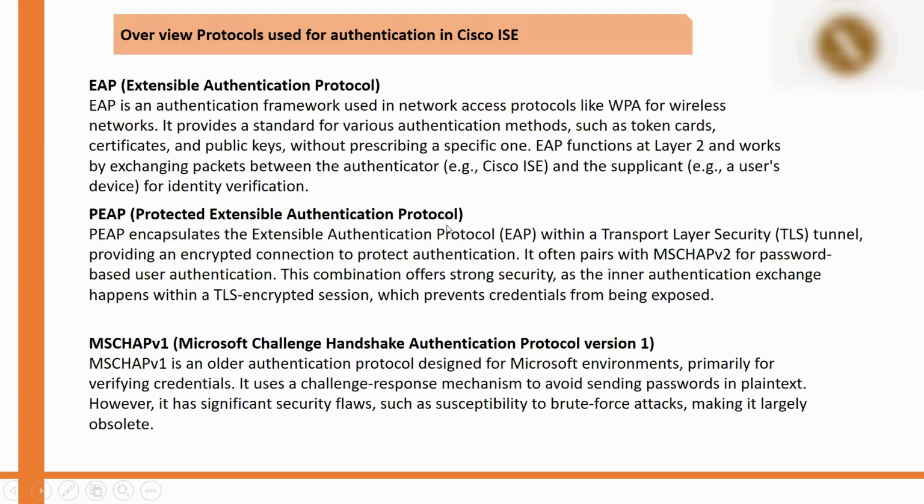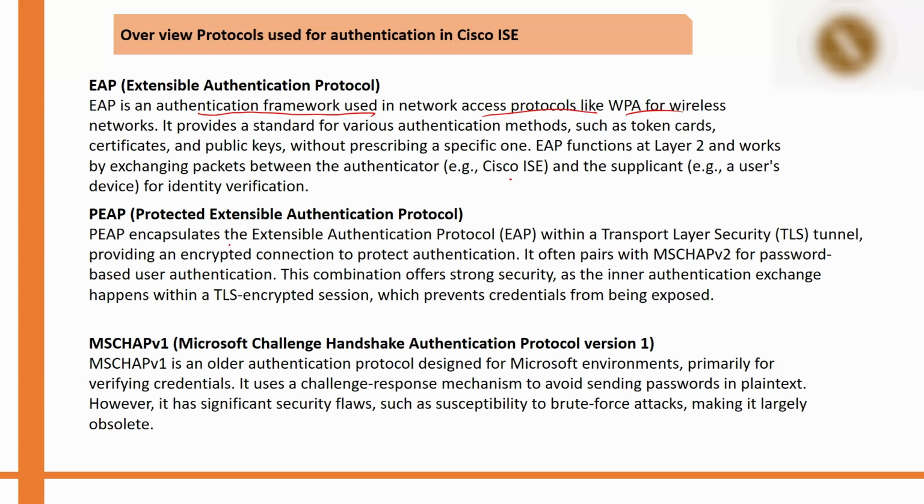Next, moving on to the authentication in Cisco ISE. As you know, EAP is the one that is having the credentials, but to carry the credential from point A to point B, we are going to use multiple protocols. We'll see one by one. So EAP is an authentication framework used in network access protocols like WPA for wireless networks. It provides a standard for various methods such as token cards, certificates, and all.